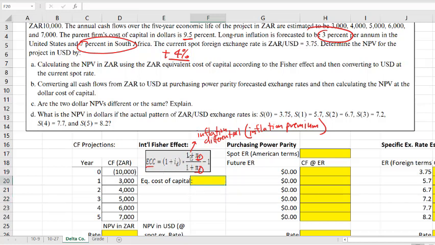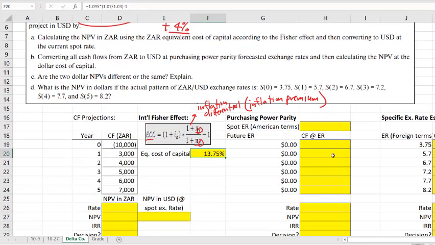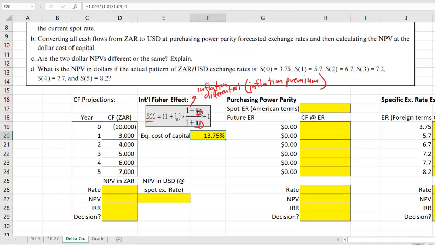So we're going to run this math here in Excel. Equals 1 plus the domestic interest rate, I sub D, which is 9.5%. So it's going to be 1.095 times the differential between the foreign and domestic inflation rate. So 1 plus the foreign rate, 1.07, it was 7%, divided by 1 plus the domestic inflation rate, so that's going to be 1.03. And then subtract 1, so 13.7%, right? The raw prediction is 13.5%, so it's pretty darn close. So that's our equivalent cost of capital for South African Rand, given that higher inflation rate.